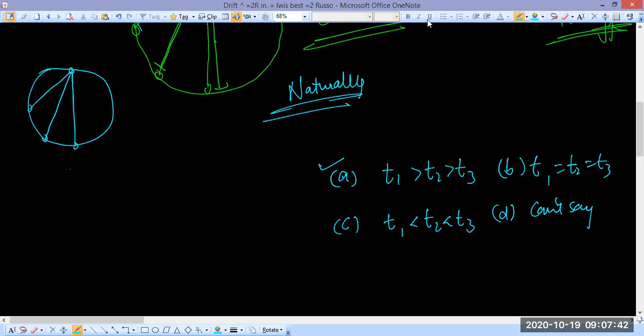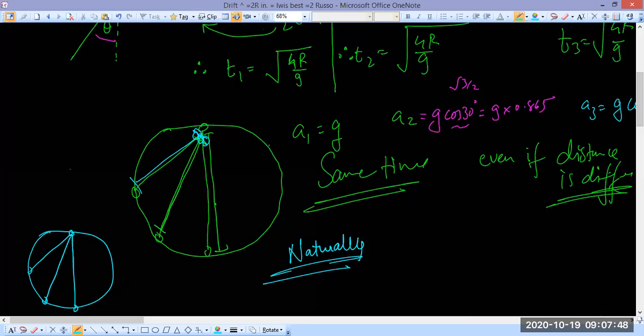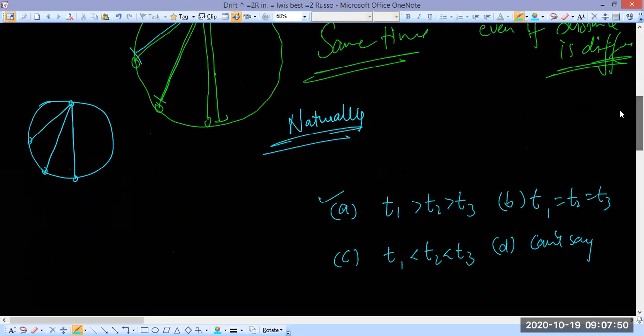Preet, where is it written that all are meeting at the same time? All are starting at the same time. In a race everyone starts together. Okay, and they are moving in different directions with different acceleration. So this is definitely wrong. This is the correct answer.